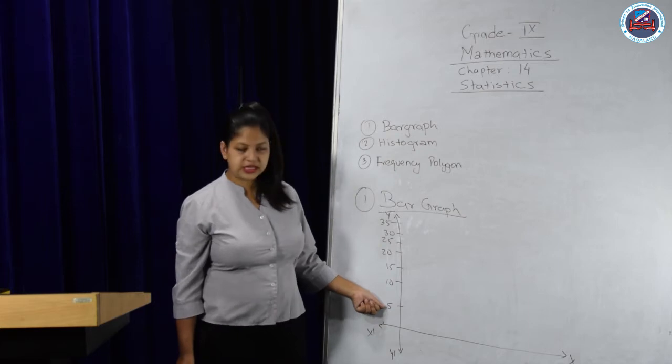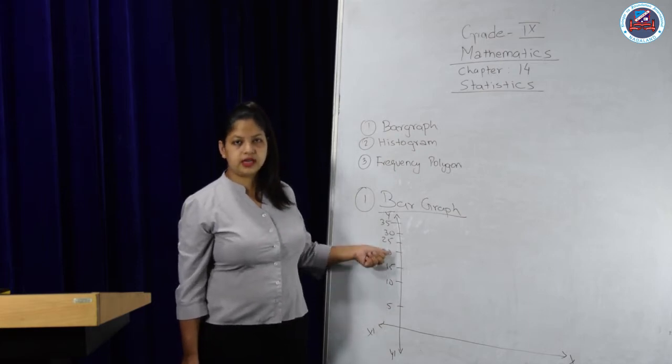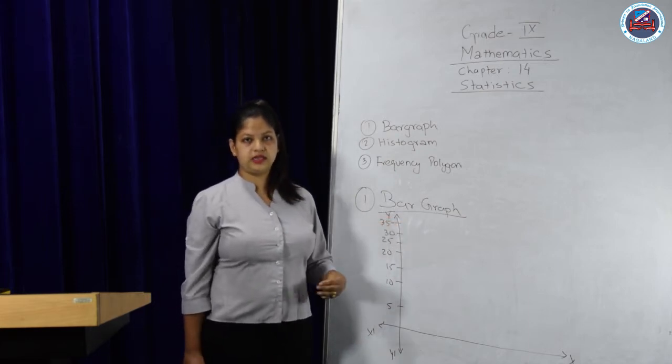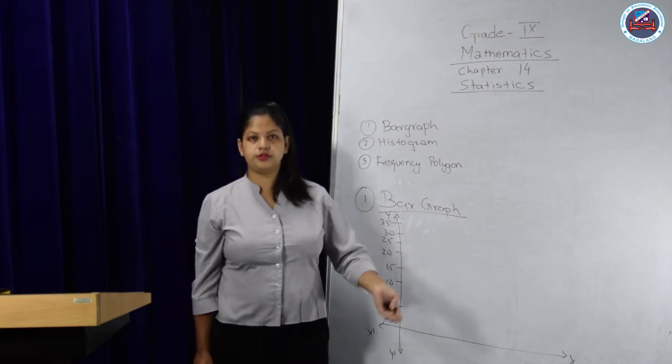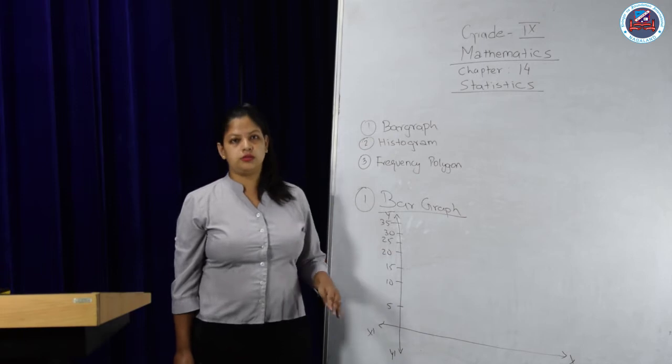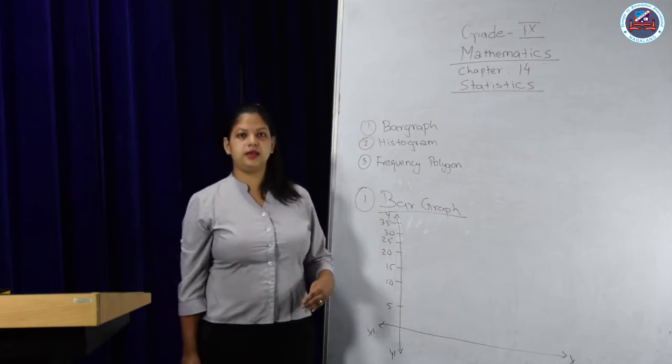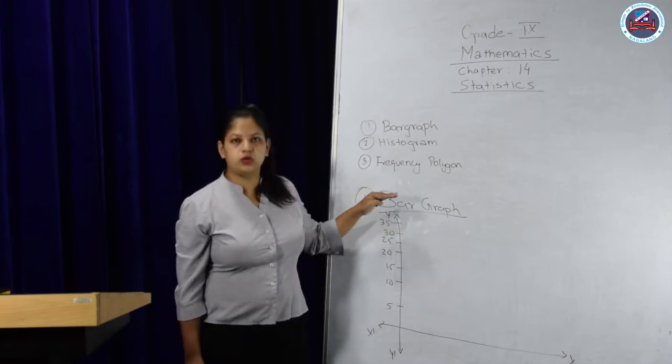Here it's not like you take 5 here, another you take 20 directly, another 30. You cannot do like that. Differences should be equal. Multiple of 2, multiple of 4, multiple of 5, multiple of 3, or multiple of 100, 1000, anything, but differences should be equal.